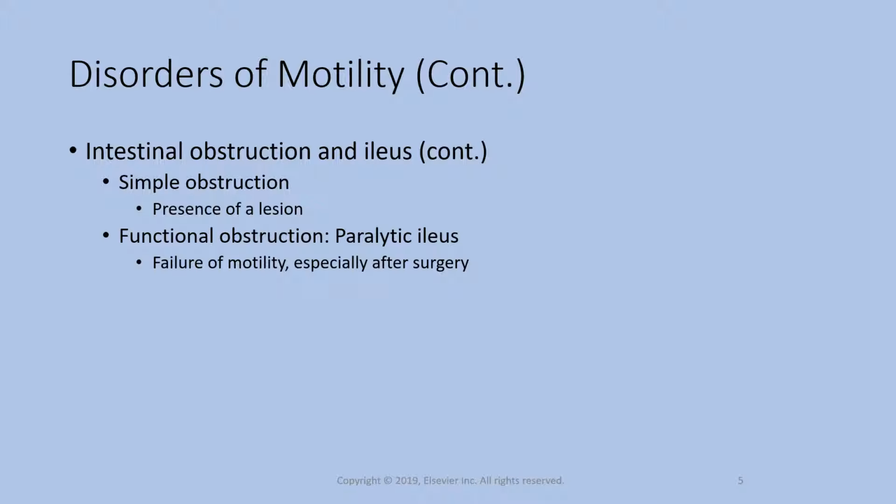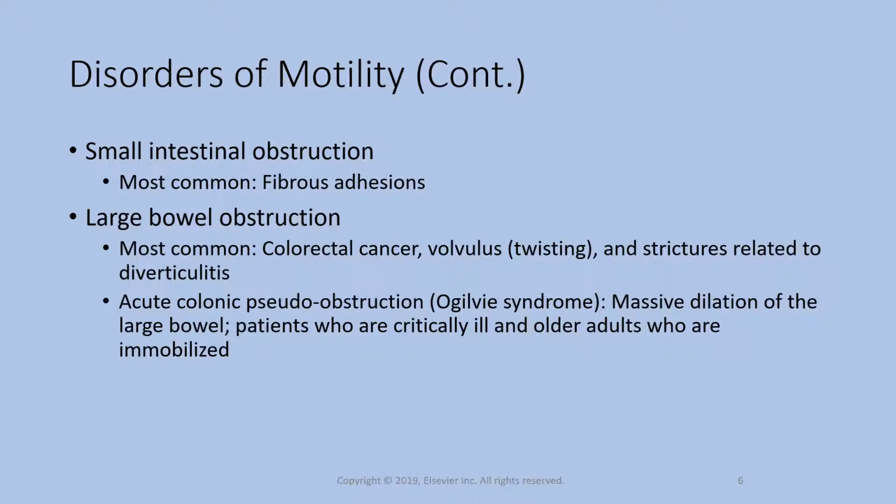Intestinal obstruction, ileus. Simple obstruction is the presence of a lesion. Functional obstruction is paralytic ileus, failure of motility, especially after surgery. Small intestinal obstruction, most common cause, fibrous adhesions. Almost always related to previous surgical procedures. It's rare for people to have a small bowel obstruction that surgery didn't precede, and if it does occur, then it's usually caused by some kind of mechanical obstruction like a cancer or something more unusual.